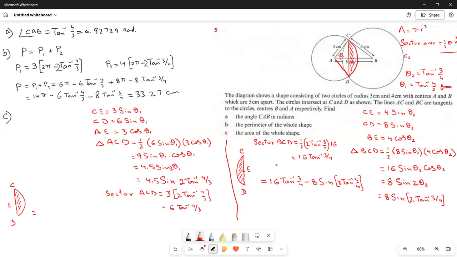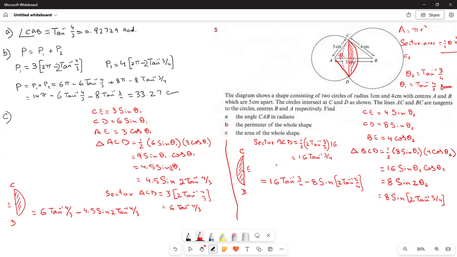It is the area of the sector, which is 6 tangent inverse 4 by 3, minus the area of the triangle, which is 4.5 sine of 2 times tangent inverse 4 by 3. Okay, makes sense. Hope I'm not confusing you guys.